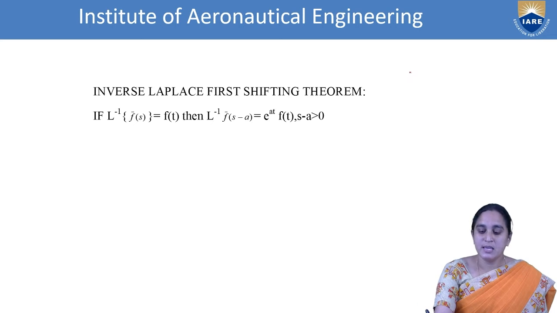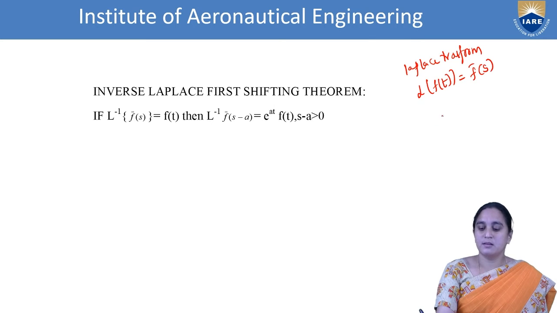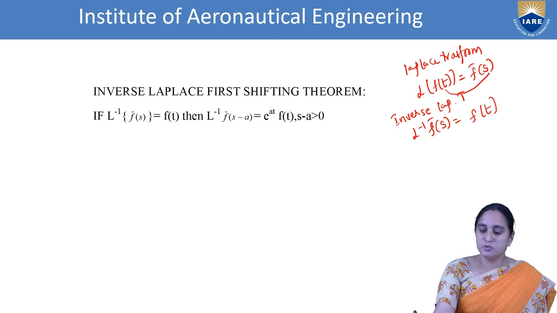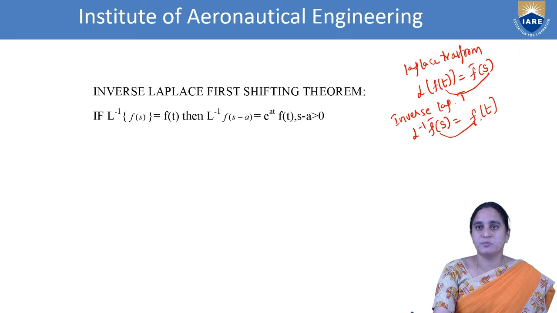For example, in the Laplace transform, we take the transformation: Laplace of f of t is equal to f bar of s. But in the inverse Laplace transform, Laplace inverse of f bar of s is equal to f of t. Here t transforms to s, but there s transforms to t. That's the difference between Laplace transformation and inverse Laplace transformation.